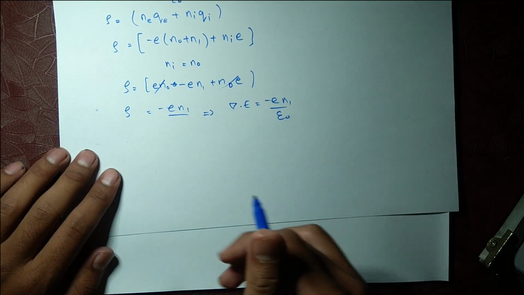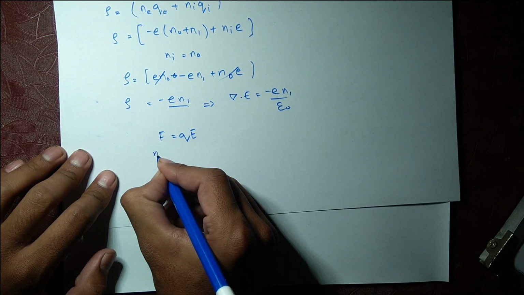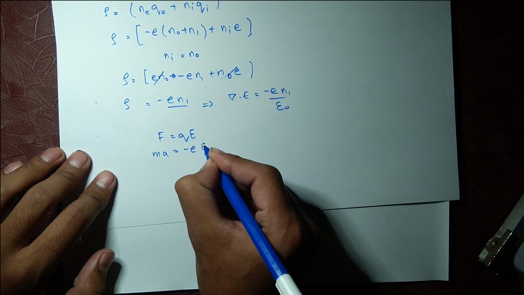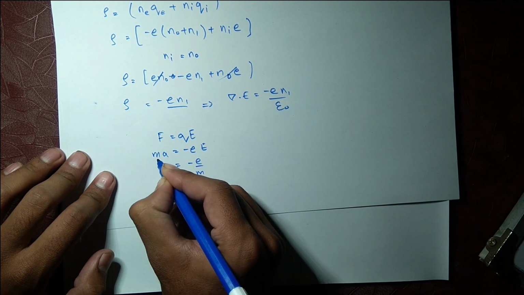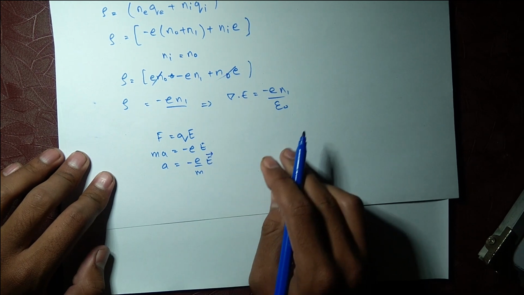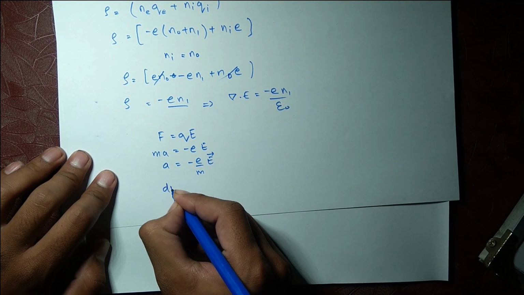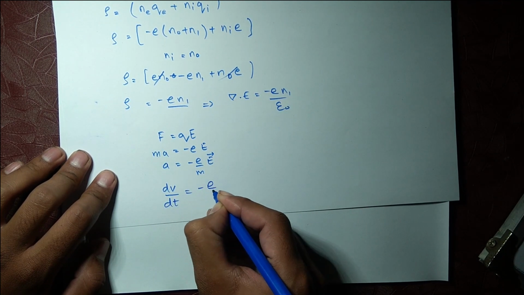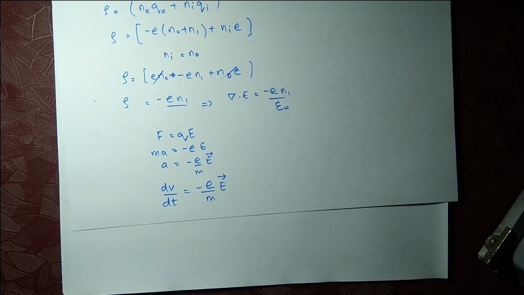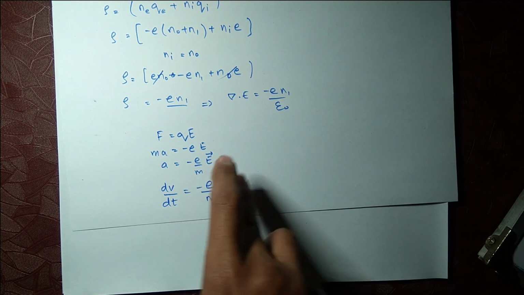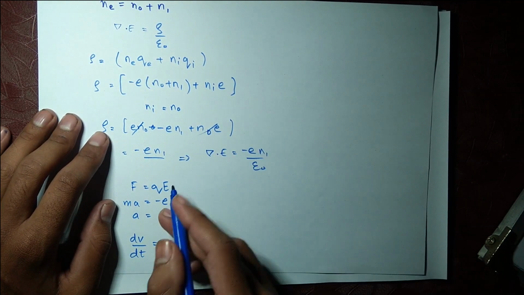So now we know that F is equal to Q E, and here F equals Ma and Q equals minus E. We divide by M, so A equals minus E over M times E. We write this A as dV by dt equals minus E over M times E, where this is not epsilon naught, this is the electric field E. So this is equation number 1.